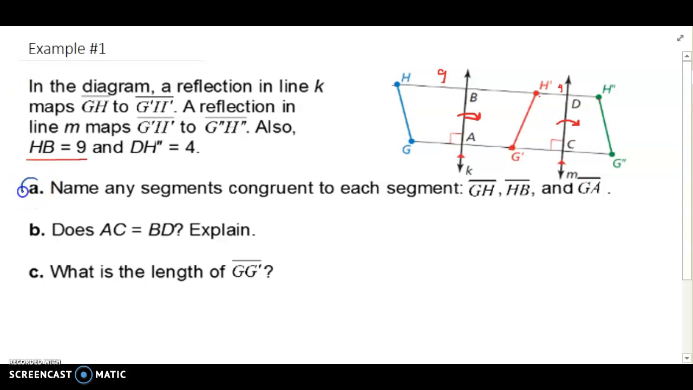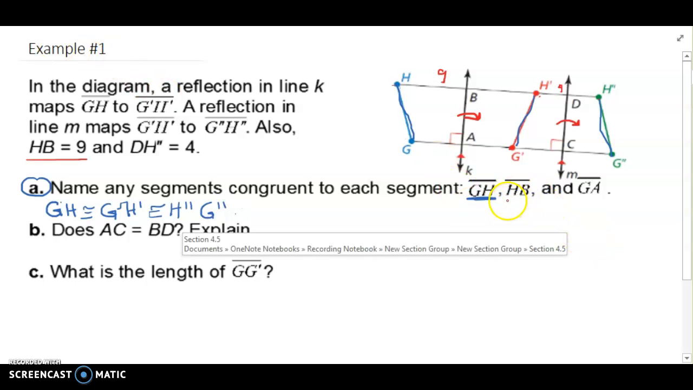So A says, name any segments congruent to each segment. So GH. So GH is right here. Well, we know that when we reflect, it's a rigid motion, so we have congruent segments. So from GH, we know that GH is congruent to G prime H prime, right? It's congruent to this, and it's also congruent to H double prime G double prime. So I'm just going to put it like this.